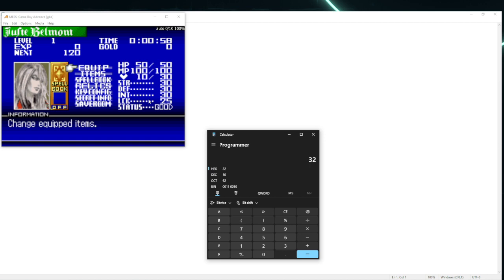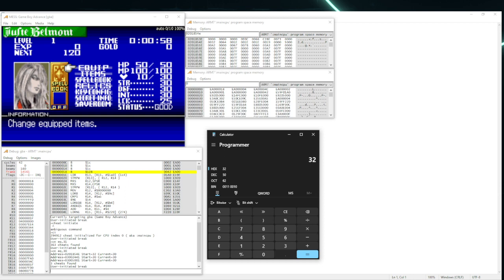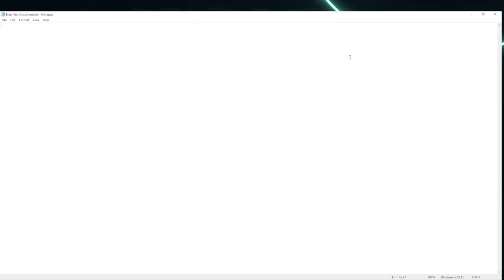Okay, so we found our health. It's good to have a text file or something so we can keep track of things. So I have one open here. I'll put current health because it's not the max. Current HP, and here's the address. So if you wanted to make this a Game Code Breaker code or Game Shark or whatever, all you got to do is add the zeros. Well, you can just look at the value in the emulator.